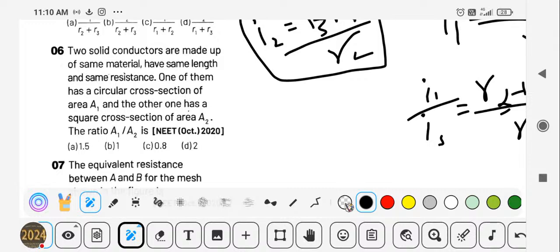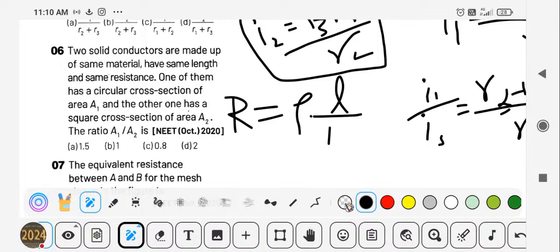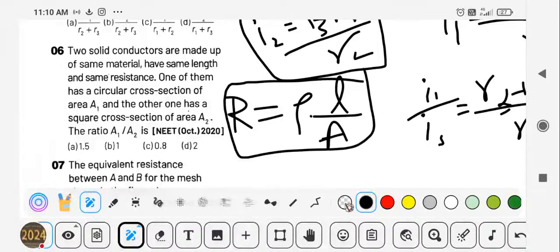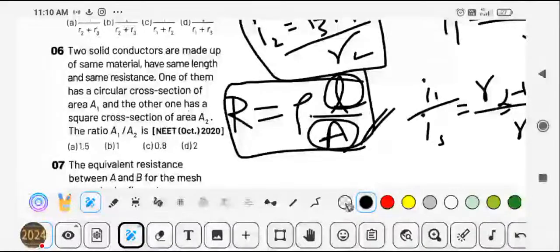Yes. We know the basic relation in terms of L and A, R is equal to rho L by A. That is the resistivity into length by area. This is the basic. From this formula, we can solve all those area relations and length relations. If at all they convert into N times, or area is decreased by 10 times, all such questions will be solved from this formula.